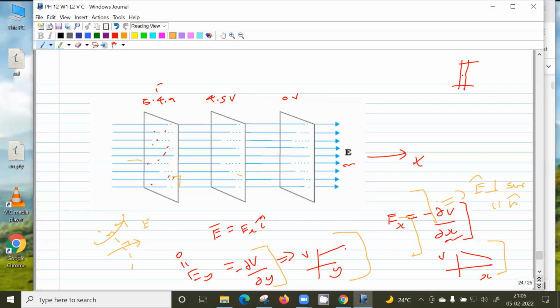The electric field they have given us is only in the x direction. The electric field is only along x, so Ey is 0. So along y, the potential is uniform, constant.